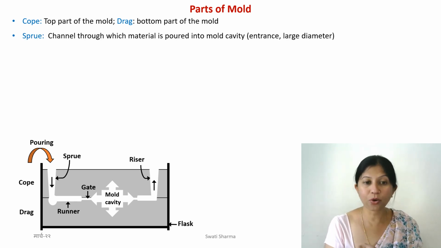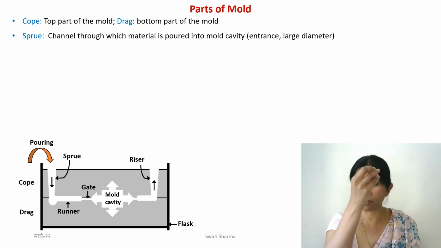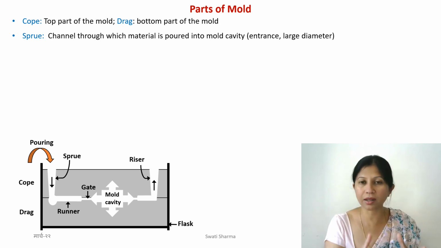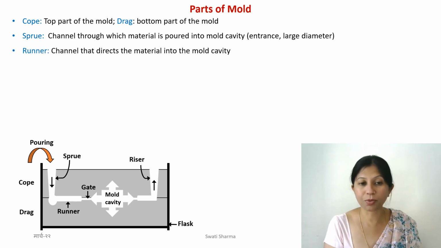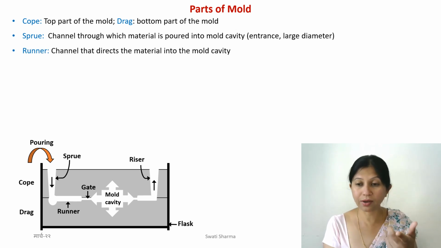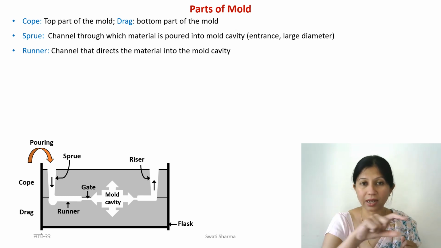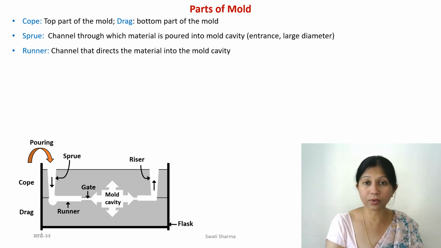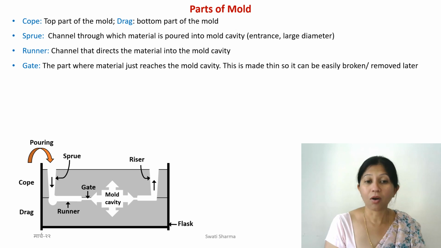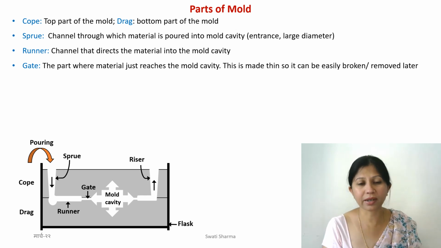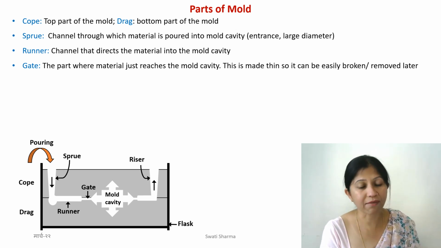What else? Sprue: you can see where the metal goes through, that first, wider channel, that is the entrance of your metal. That is known as the sprue. Then the runner, again you can see in the image, the runner is the channel that directs the metal towards the mold cavity or pattern cavity. It's the pattern cavity actually, you can also call it the mold cavity.